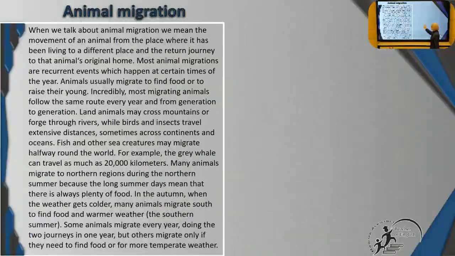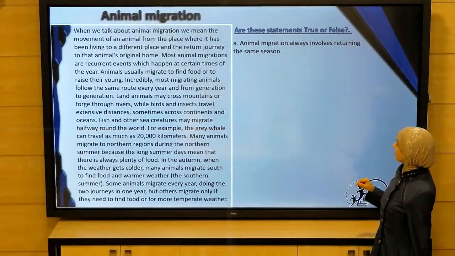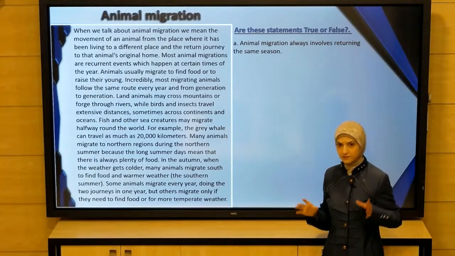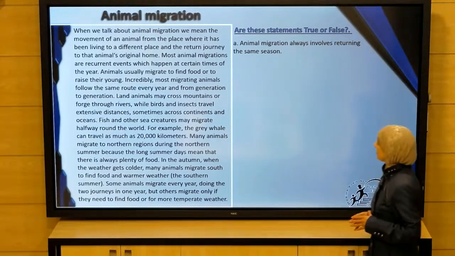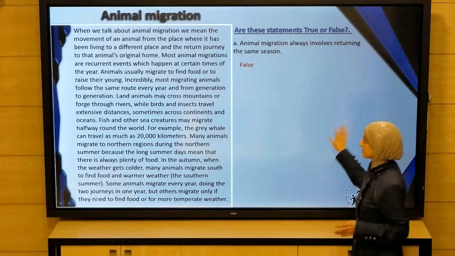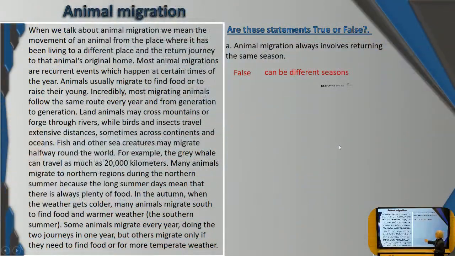Now we have some sentences. You have to decide if these sentences are true or false, and you have to correct the false ones. Let's see the first one. Animal migration always involves returning the same season. Do they return in the same season? And here we have always. Of course not. It can be in different seasons.